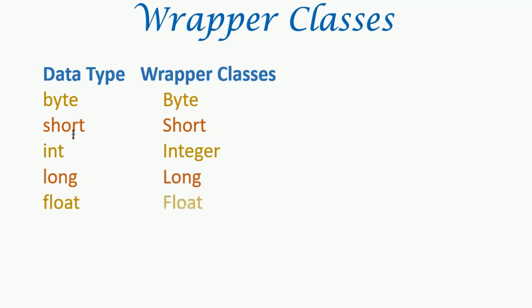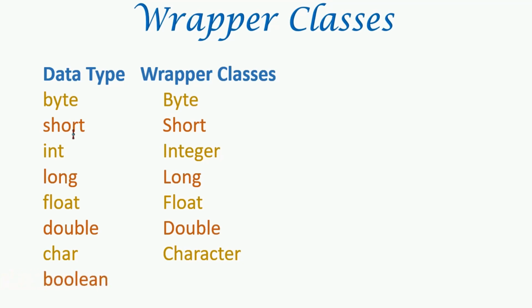For float, capital F Float. For double, capital D Double. And for char, we have the full word Character with capital C. For the boolean type, we have capital B Boolean.